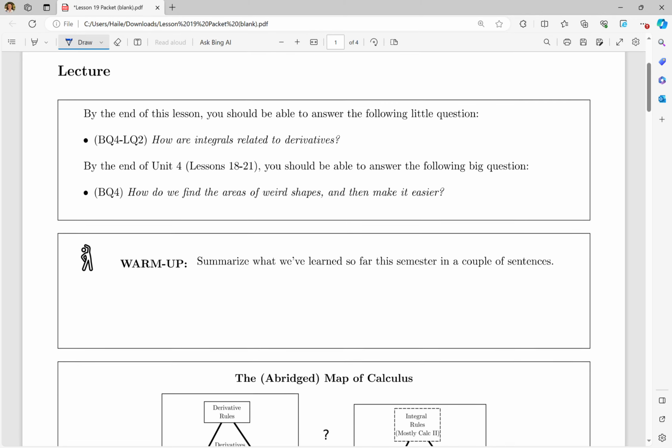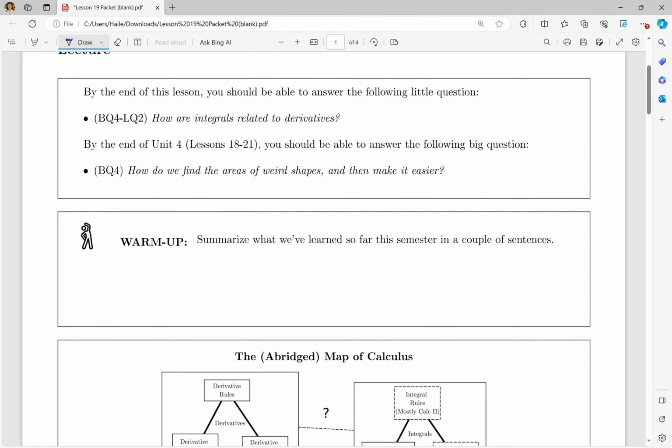So let's warm up and summarize what we've learned so far this semester. Maybe we don't do sentences, maybe we just do words. So we've done limits, derivatives, we've done tangent lines, etc. So we've done a lot of stuff.